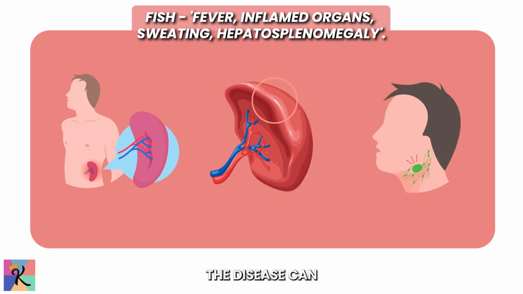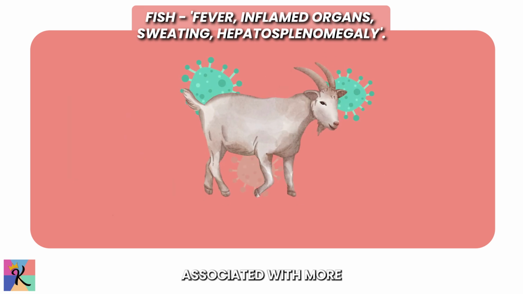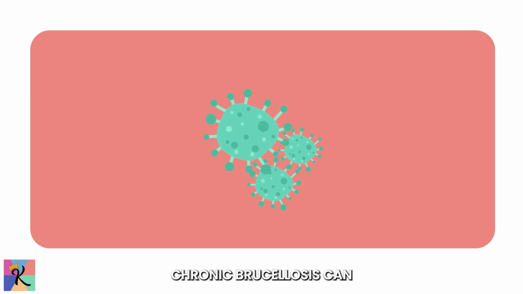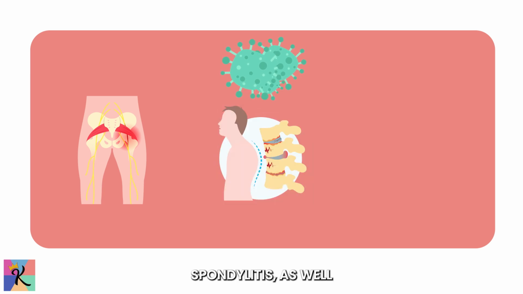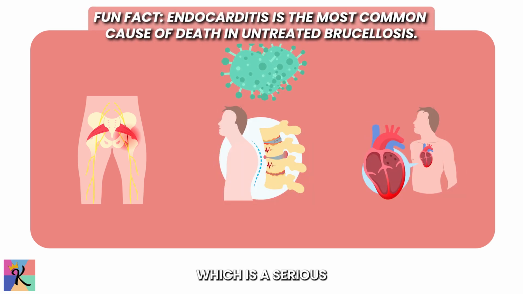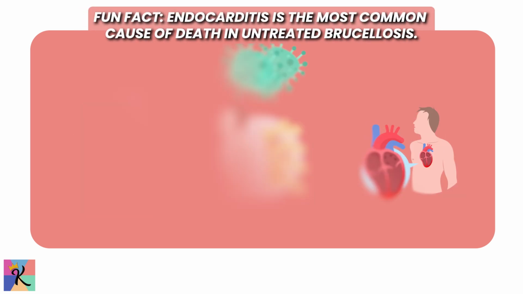The severity of the disease can vary depending on the Brucella species involved. B. melitensis is often associated with more severe and acute forms of the disease. Chronic brucellosis can lead to complications such as osteoarticular involvement, including sacroiliitis and spondylitis, as well as endocarditis, which is a serious condition requiring prompt treatment.